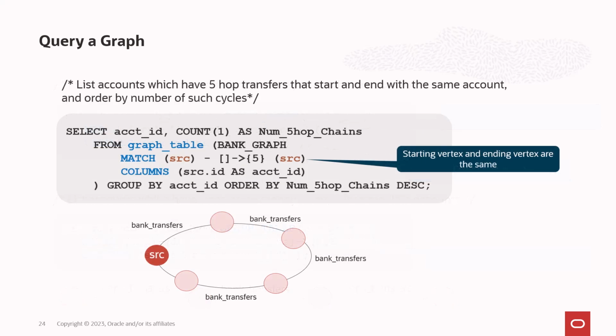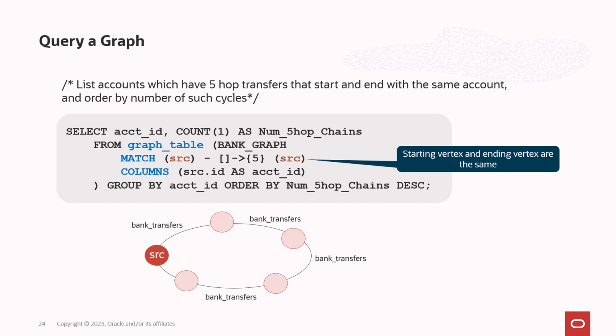Here is still another example where we are trying to detect cycles in a financial application. That would be quite interesting to find out, and it would probably be very difficult to express without the new syntax. Here we query all accounts having 5 hop transfers that start and end with the same account. You see we are using the same variable src to represent such a vertex where money goes back to it.